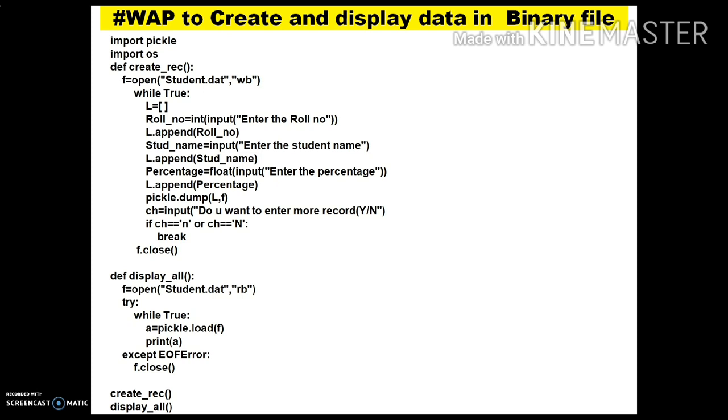So the command for reading from a file is the load function, that is pickle.load function. I am reading from the student.dat file, and this requires the file object as an argument. That's why I have written pickle.load with an argument that is a file object. My file object is f, so I have written f here.